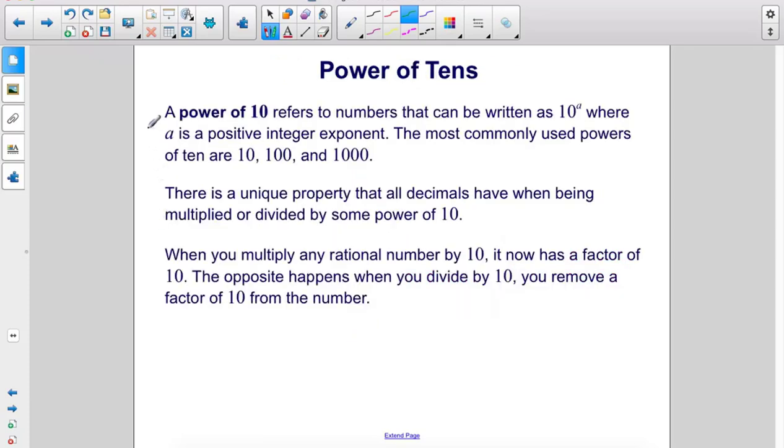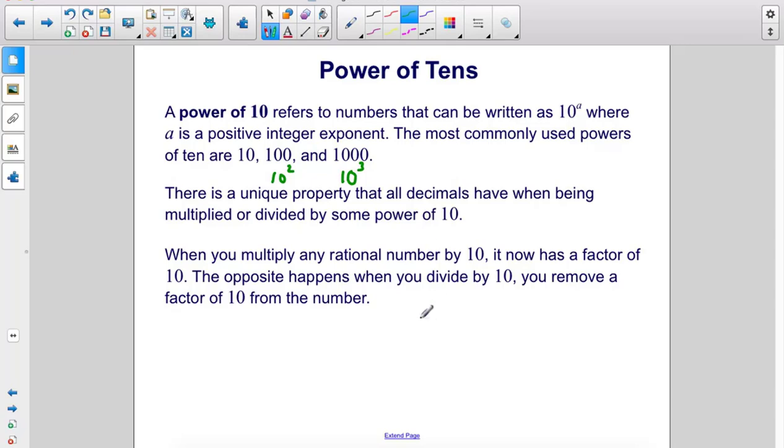A power of 10 refers to numbers that can be written as 10 to the a power, where a is a positive integer exponent. The most commonly used powers of 10 are 10, 100, which is 10 to the second power, and 1,000, which is 10 to the third power. There's a unique property that all decimals have when being multiplied or divided by some power of 10.